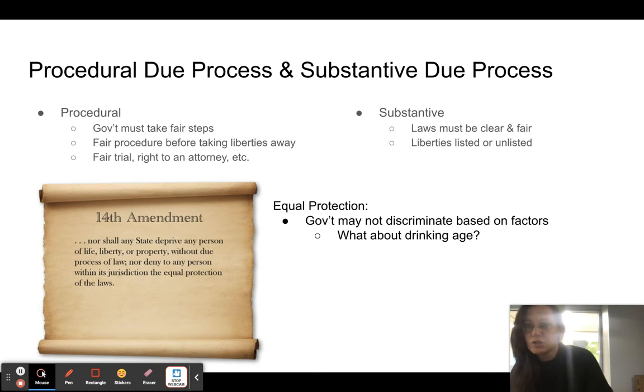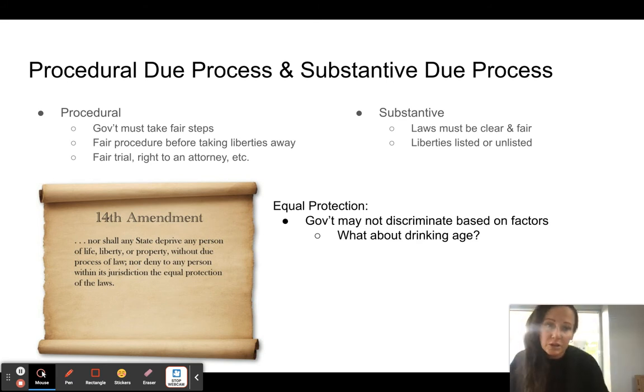So with procedural due process, think of the procedures involved with laws and how they affect individuals. The government must take fair steps to protect certain rights. They must have a fair procedure before taking liberties away. If you're going to lose your right to bear arms, for example, there must be a proper trial that shows why that's going to happen. And so you need to make sure certain steps happen, that you have a fair trial, that you have a right to an attorney, and all those things.